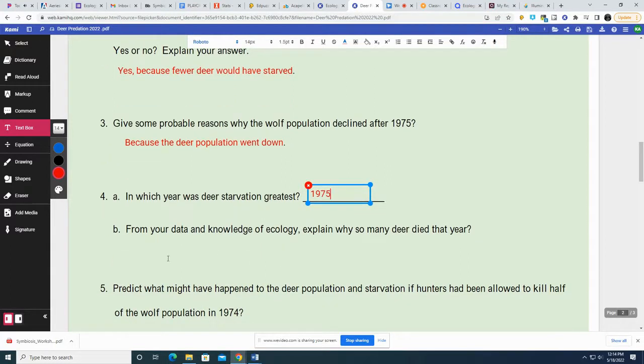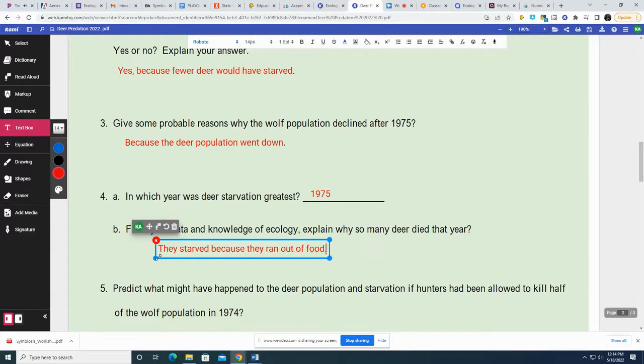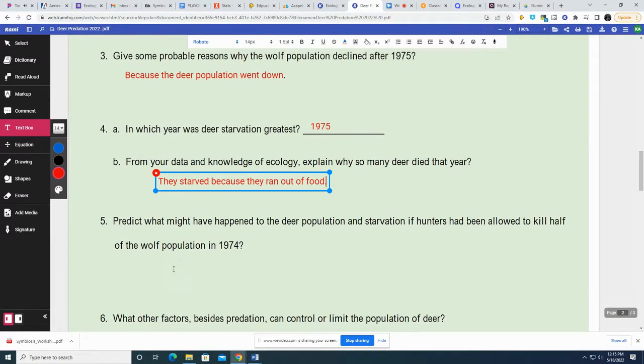From your data and knowledge of ecology, explain why so many deer died that year. They starved because they ran out of food. So they ran out of food because there's too many deer. There's only so much grass for the deer to eat. And when there weren't wolves to cut the number of deer down, they ran out of food. They starved to death.